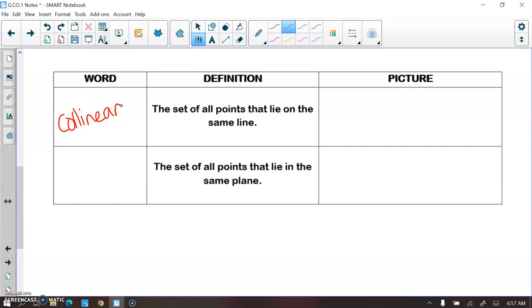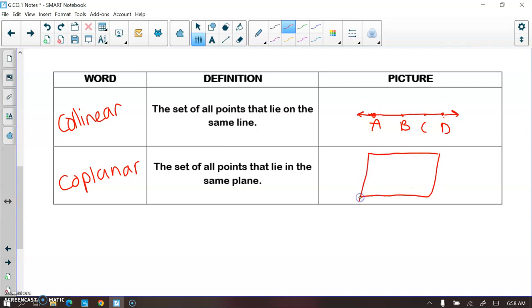And the set of all points that lie in the same plane, that is coplanar. Collinear would be something like this. You have multiple points lying in the same line. And you would say points A, B, C, and D are collinear. And coplanar would be something like this, where we have multiple points lying in the same plane. And you would say points A, B, C, and D are coplanar.